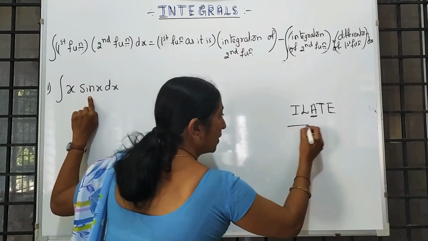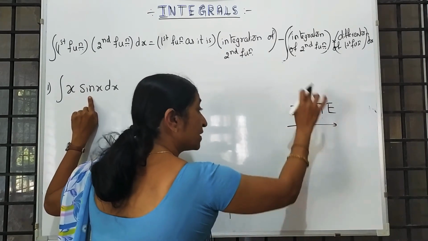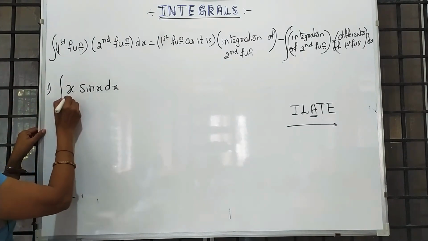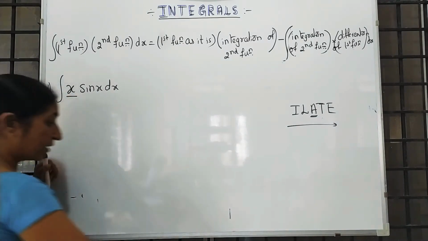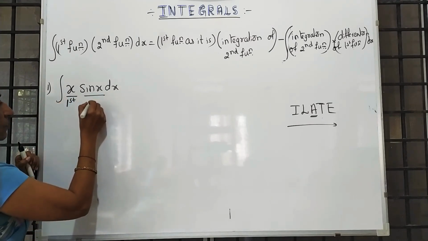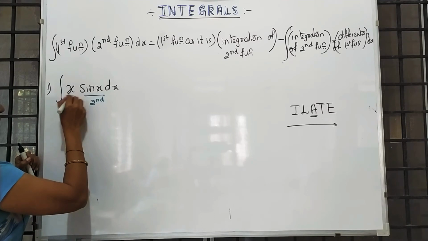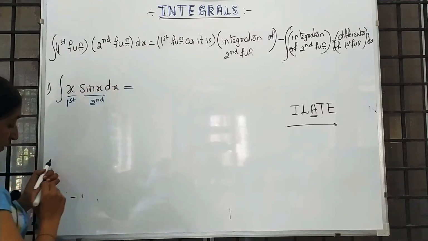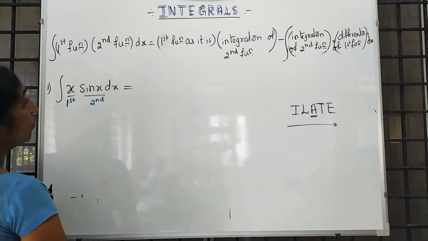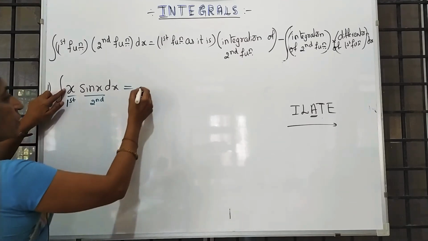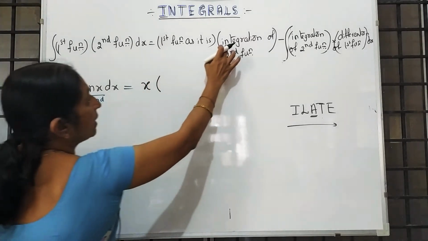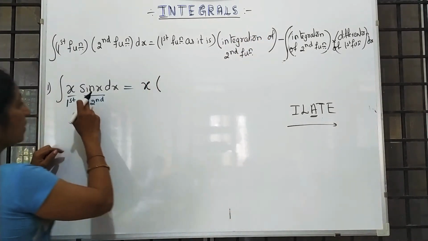We have to move from left to right. First A, algebraic, then trigonometric. So below just write down for your information, write down by pencil: this is the first function and this is the second function. So exactly below I will write the answer. What does the formula tell you? First function as it is. What is the first function? The first function is x. In the bracket I am writing the integration of the second function.